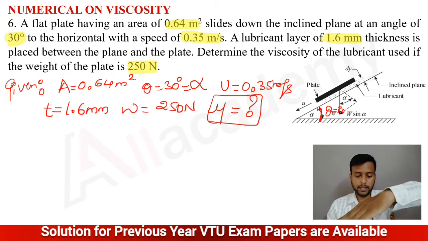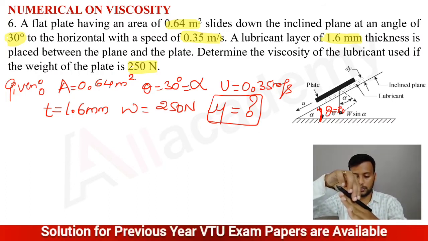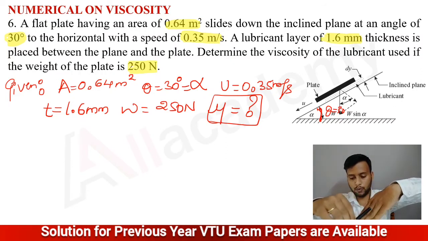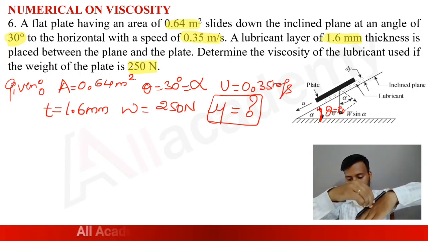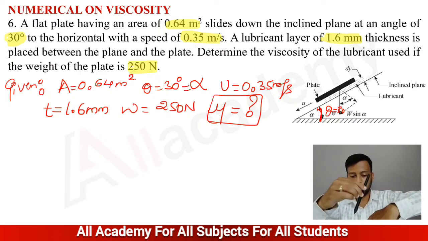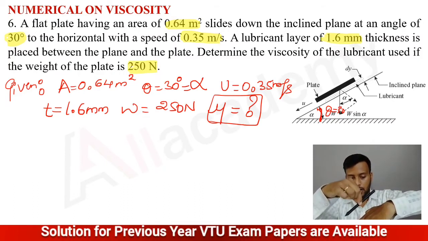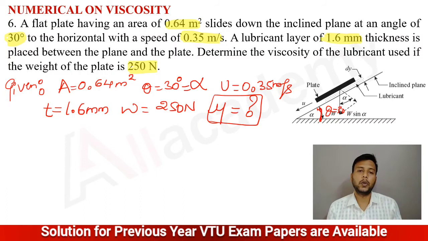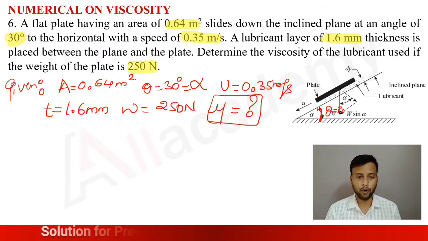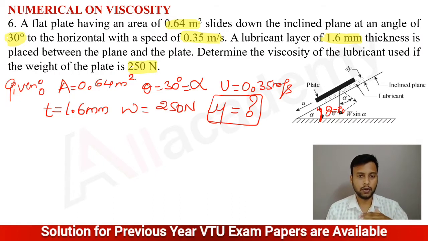So according to this problem, there is a plane which is like this, and the plate is moving with a velocity of 0.35 meter per second, its weight is 250 Newton, and its area is 0.64. In between this plane and plate there is a fluid layer, and we need to identify the viscosity of this lubricating fluid layer. So first we need to identify the force, because the weight is given, and it is not on a normal plane, it is on an inclined plane. So weight will be acting in some other direction.